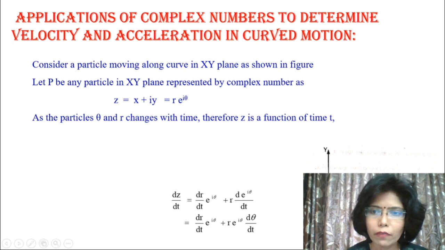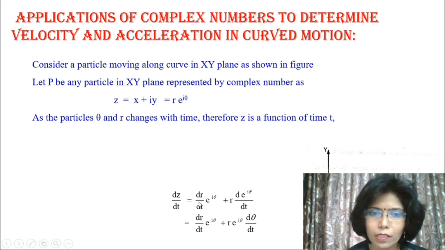So if we differentiate this z with respect to t, see, this is the exponential form, so we have to differentiate it with respect to t, as z is a function of t. So it is dr upon dt times e raised to I theta. That is, as we have seen, the derivative of uv is u dash v plus v into u dash.